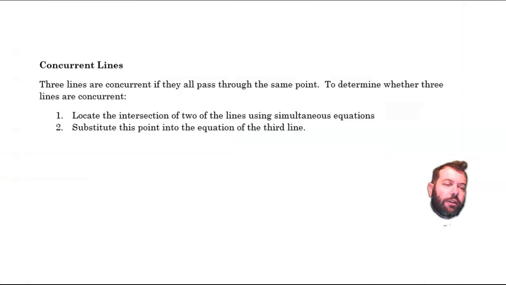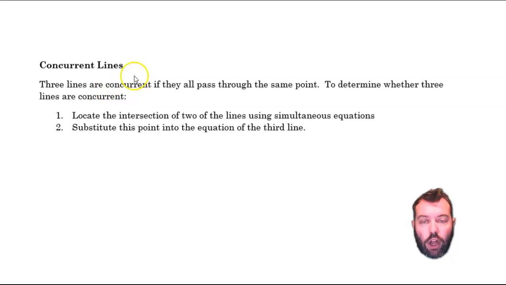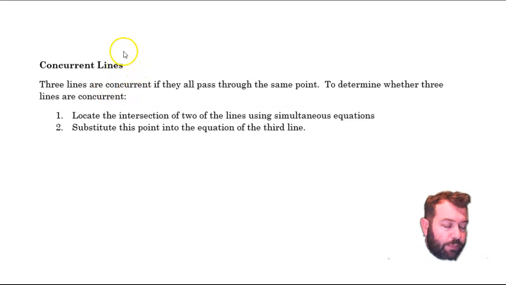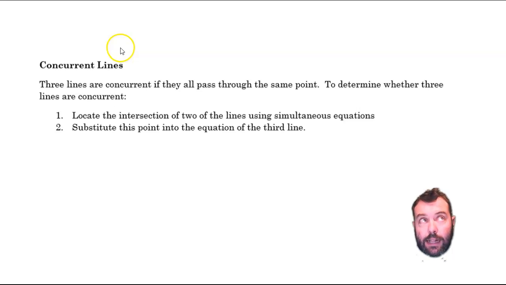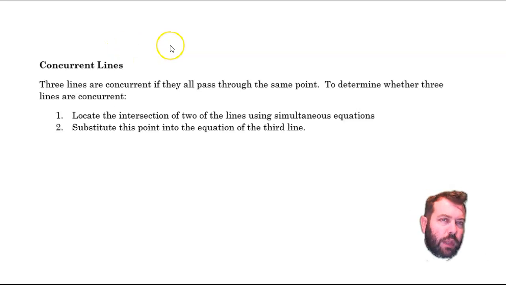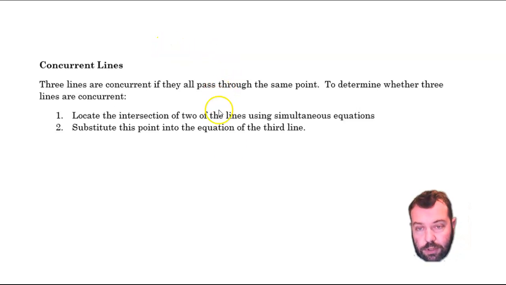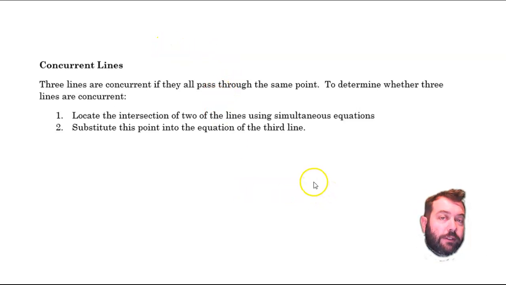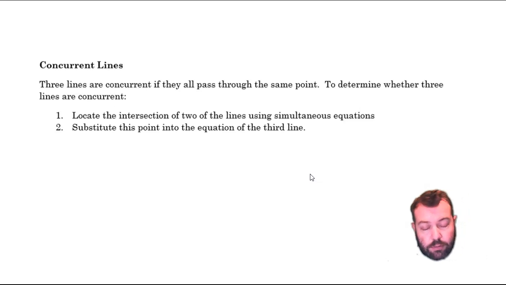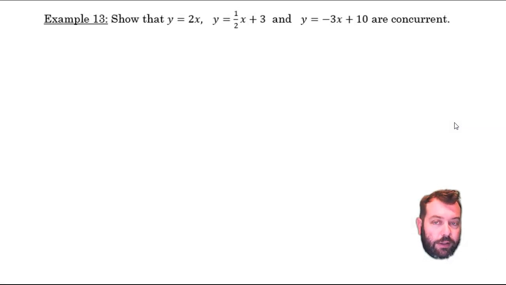Finally, let's talk about concurrent lines. Concurrent lines all pass through the same point. Now, we could solve these algebraically using simultaneous equations, but it's not necessary to solve all of them simultaneously. What I'm going to do is find the intersection of 2 lines and then test whether that point lies on the 3rd line. And if it does, then all 3 lines must pass through that same point. So simultaneous equations to find the intersection of 2 of the equations, and then substitute to check the 3rd. Here's an example.